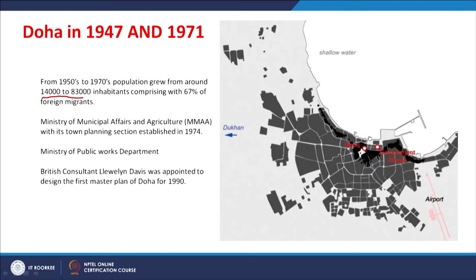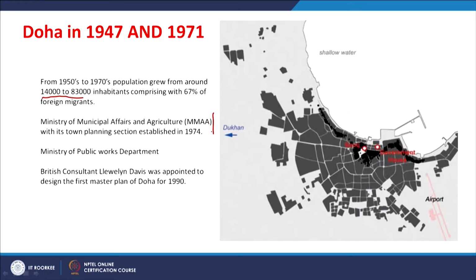And that is where, as we just discussed in Lefebvre's work, in an abstract space, power talks about the administration of spatial production. So this is where they started the Ministry of Municipal Affairs and Agriculture, the planning department with its town planning section in 1974, which was very recent, and the Ministry of Public Works Department. And at around the same time, the British consultant Llewellyn Davies was appointed to design the first master plan of Doha for 1990.